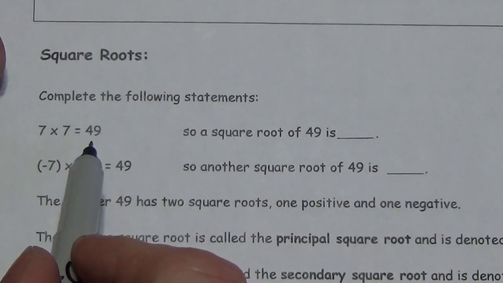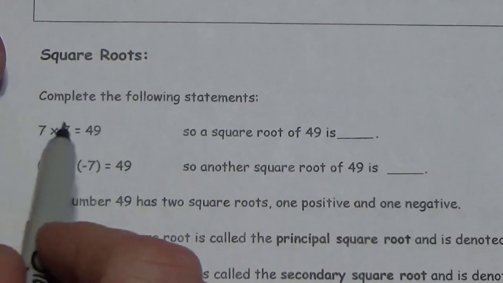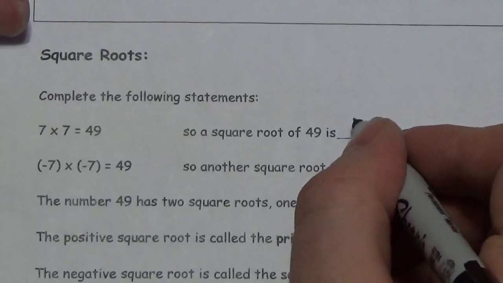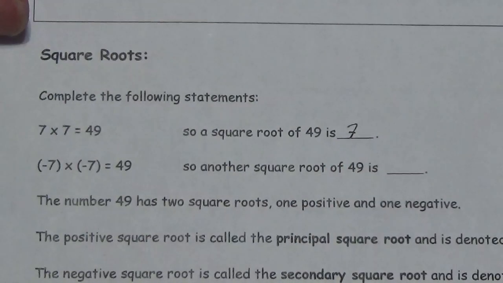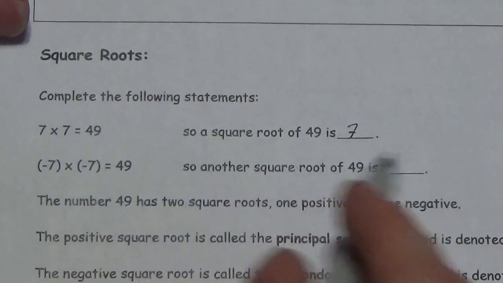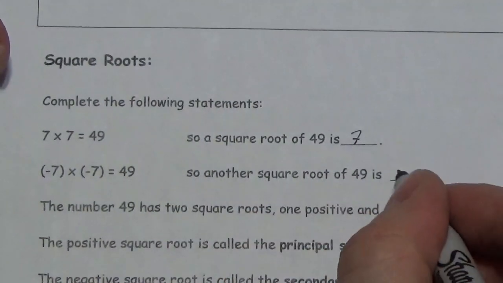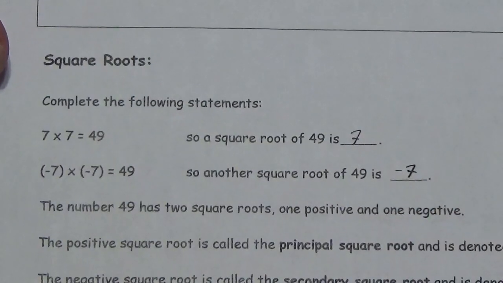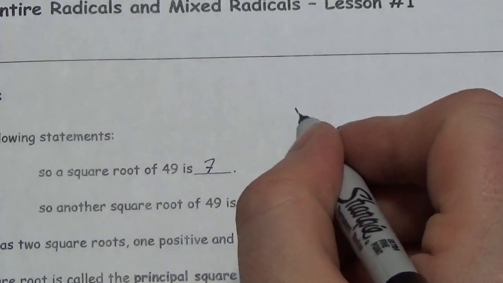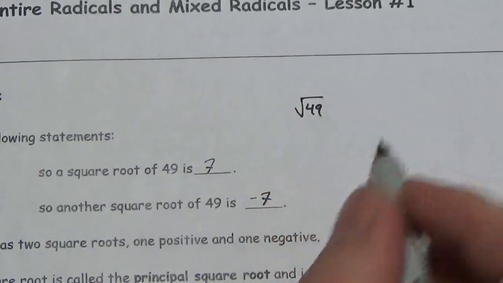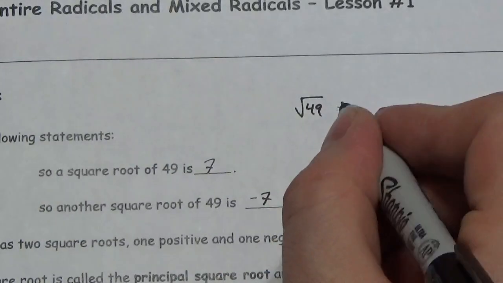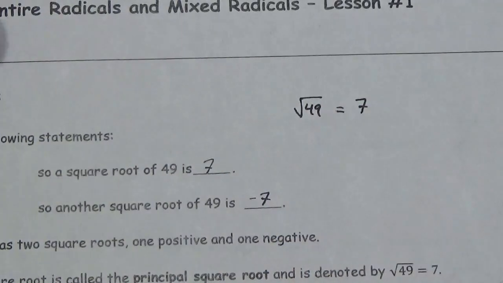So 7 times 7 is equal to 49. Okay, 7 shows up as a factor twice. So the square root of 49 is 7. Now, -7 times -7 is also 49. And so the intention of this is that we're going to write here -7, but I just want to be clear about this. The square root symbol that we're going to use is going to be this guy right here. Okay, so this is the square root of 49. Now, just to be clear, there is only one answer to this, and the answer is 7.